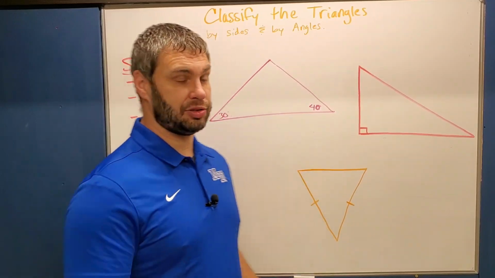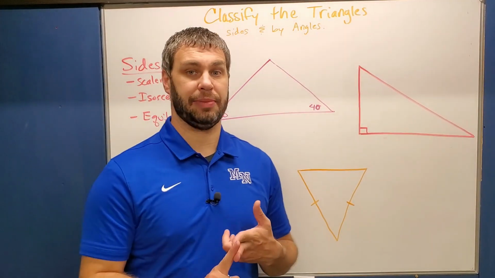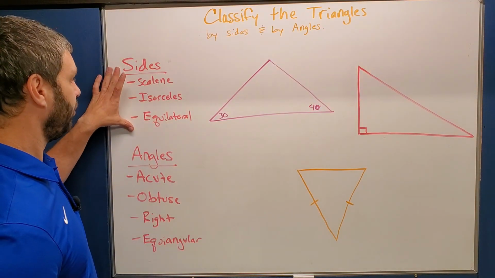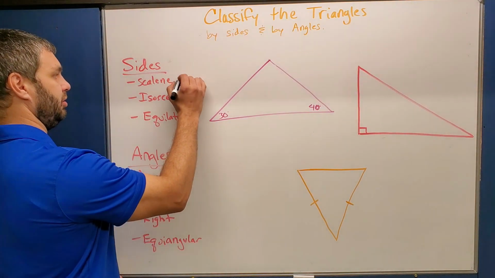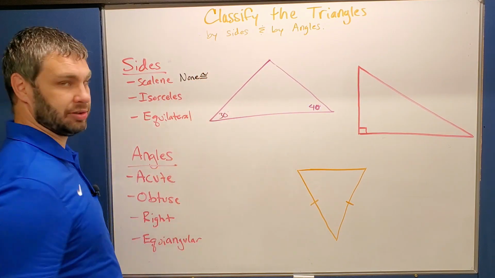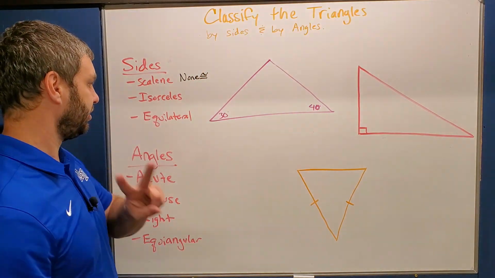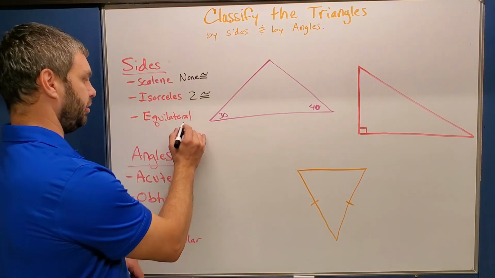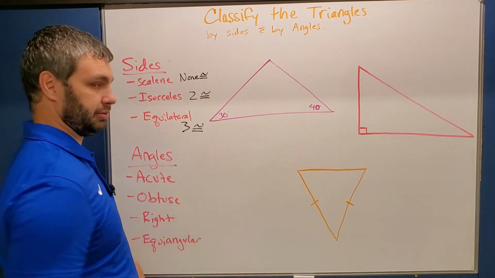In this video, we're going to classify triangles by both their sides and by their angles. There's a few ways to do this. There's three for their sides. We have scalene, in which there are none that are congruent, no congruent sides. With isosceles, there are two sides that are congruent, two congruent sides. And equilateral would have all three sides that are congruent.